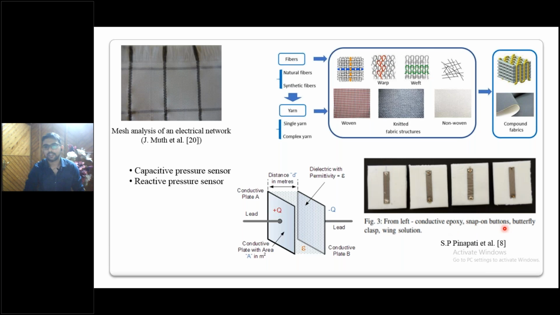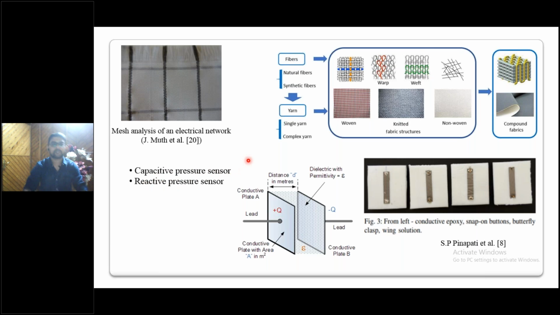But we have got snap-on buttons, butterfly clasp, and wing solution, and out of these, the wing solution is the best. It works very well. But there is no hard and fast rule for using these things. So we have to apply a trial and error method while connecting this, because you don't find this everywhere. We have to design it, think it through, trial it, and then we can fabricate it. Like this, we can make a capacitive pressure sensor.